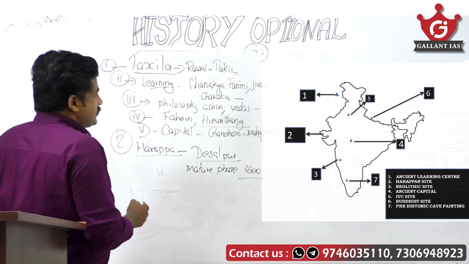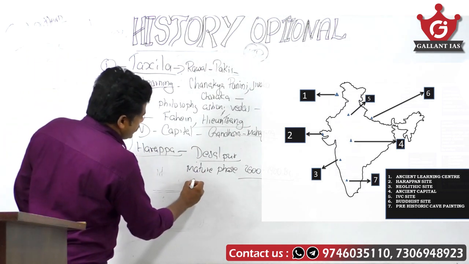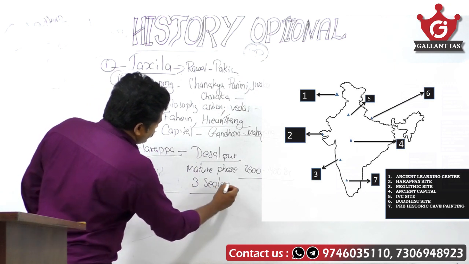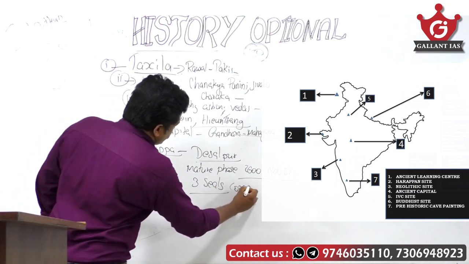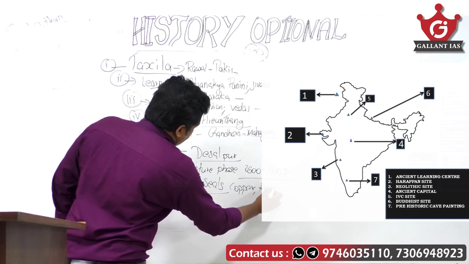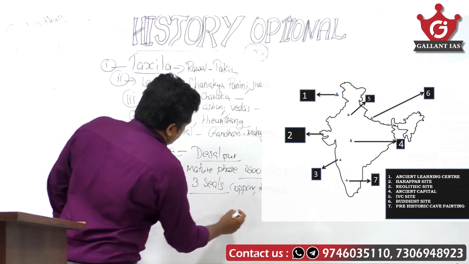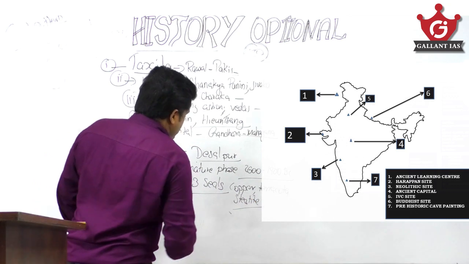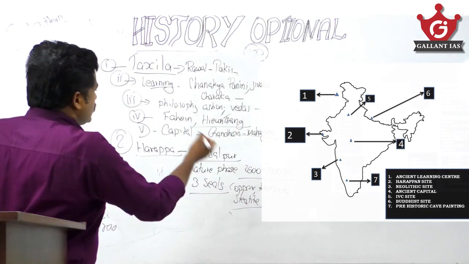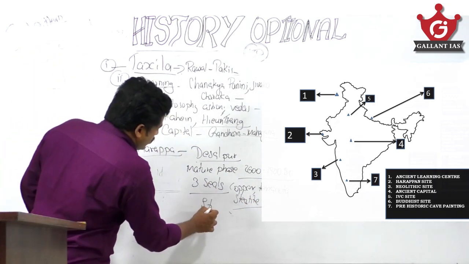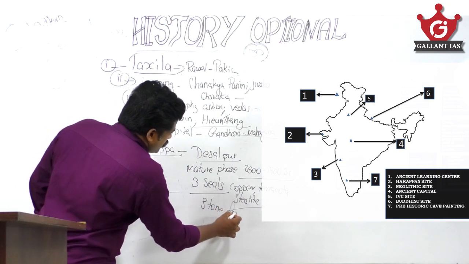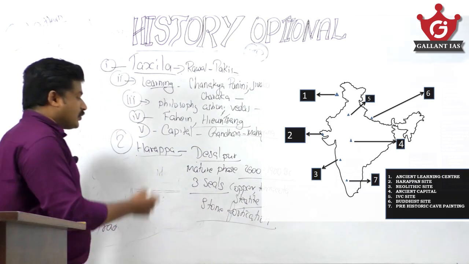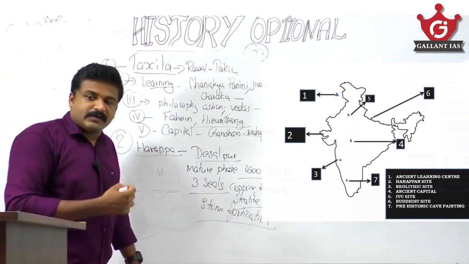And there are major findings from this site. For example, three different types of seals were identified: copper seals, terracotta seals, and steatite seals. And it is known for its stone fortification. This is the way the major findings or major significance of the site can be written in 2-3 lines.